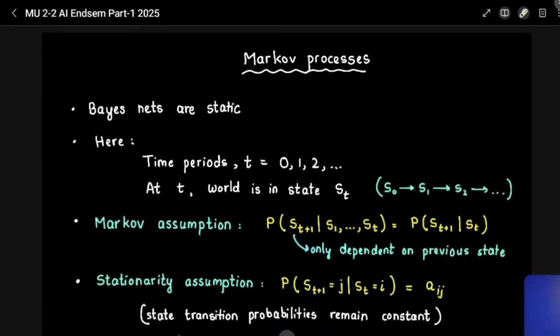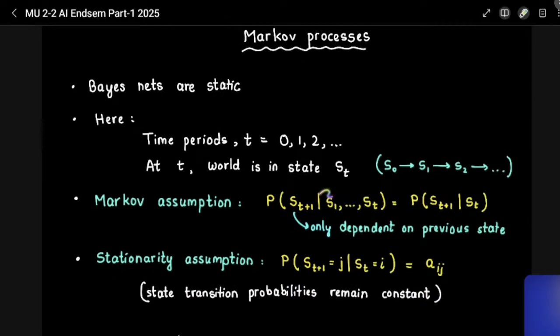The other thing is we have something called the Markov assumption. Markov assumption is this one: the next state is only dependent on the previous state. So given S1, S2, S3, S4 until ST, you give it the entire history of the states that happened before it. The next state will only depend on the previous state. So this is called the Markov assumption. So S3 will only depend on S2. It doesn't matter what S0 and S1 were.